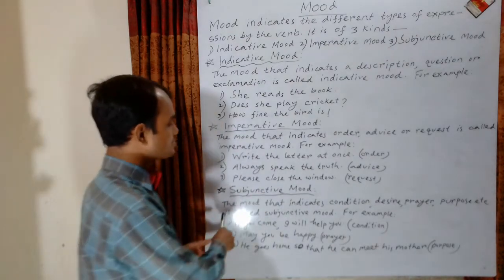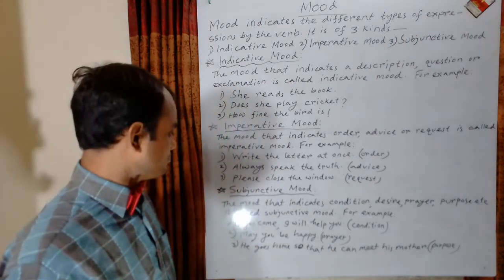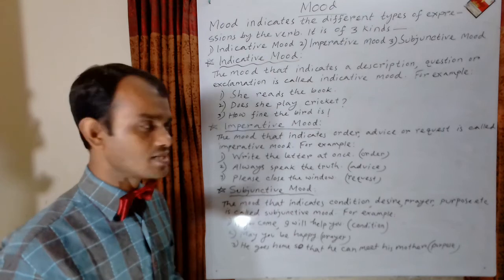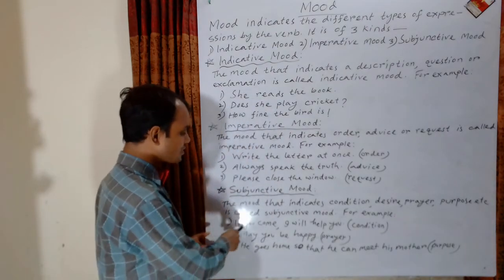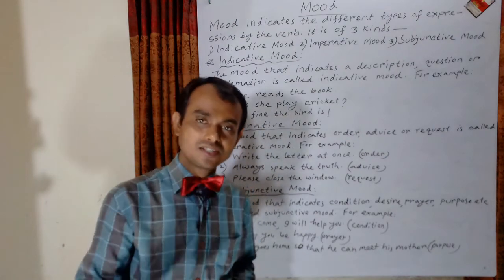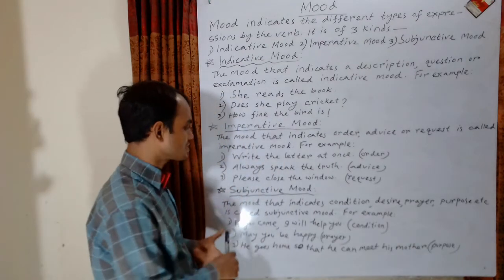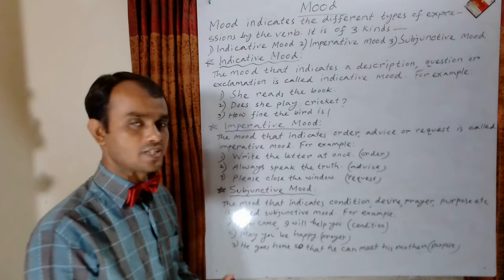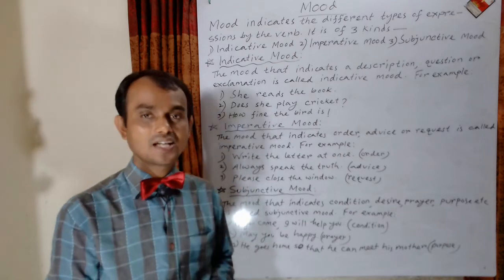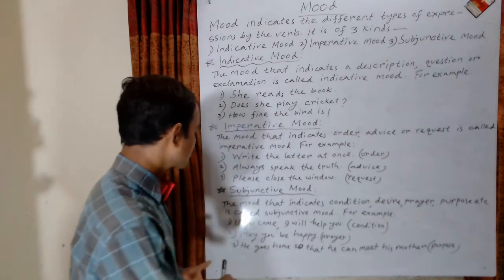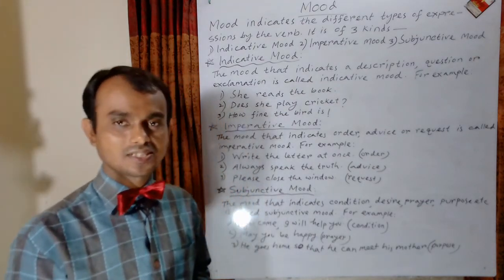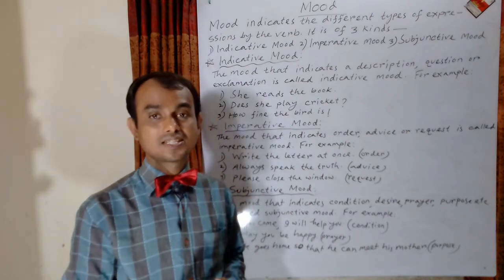The last one, subjunctive mood. The mood that indicates condition, desire, prayer or purpose, etc. is called subjunctive mood. For example, if you come, I will help you. That is the condition. Since it is a condition, it is a subjunctive mood. May you be happy. It is a prayer. Since it is a prayer, it is subjunctive mood. He goes home so that he can meet his mother. It is a purpose. Since it is a purpose, it is subjunctive mood.